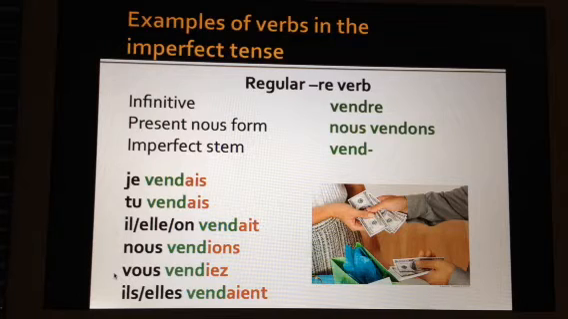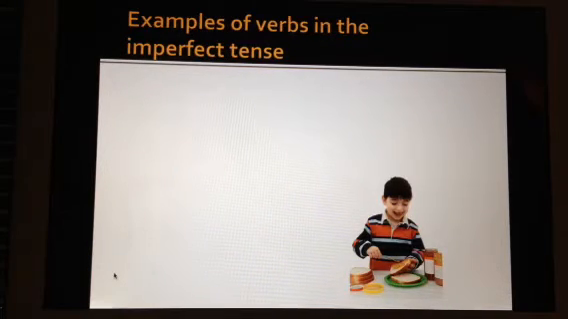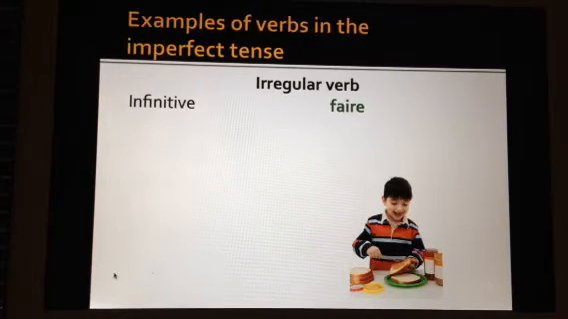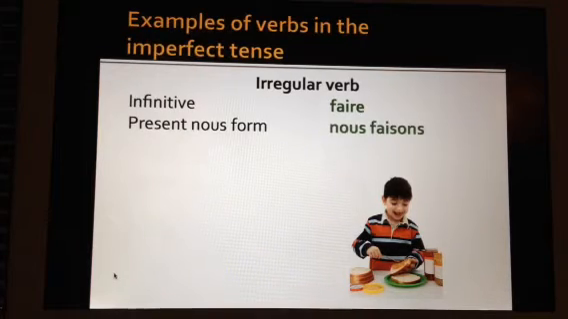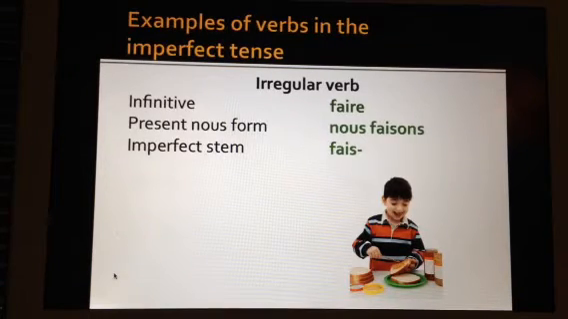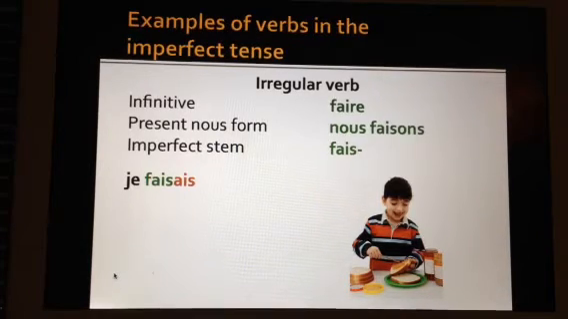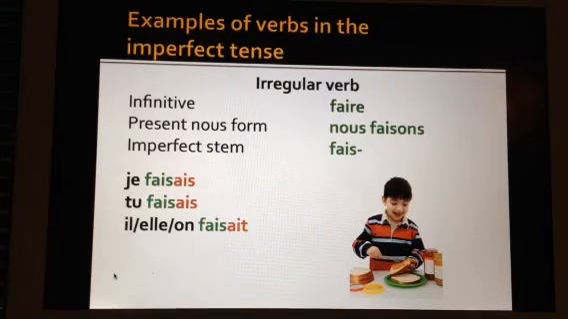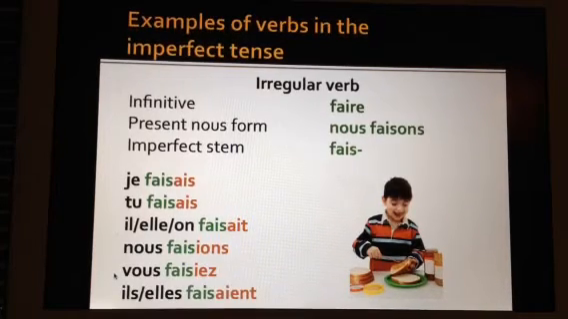This pattern works with every verb, even irregular verbs. The only exception is être. We'll look at that later. So for our irregular verb example, we're going to do the verb faire. Faire is to do or to make. The nous form of faire is faisons. If you ever need to find the nous form of an irregular verb, just look on the irregular verb poster, and that's the fourth form. It ends with ons. So we take off the ons. Our imperfect stem is fais, F-A-I-S. So our imperfect for faire is je faisais, I was doing or I used to do. Tu faisais, il, elle, on faisait, nous faisions, vous faisiez, and ils, elles faisaient.